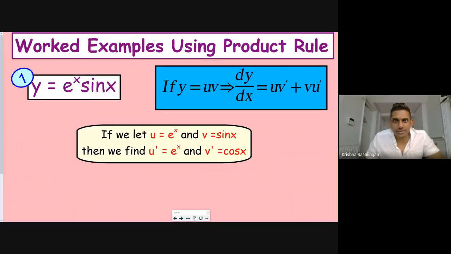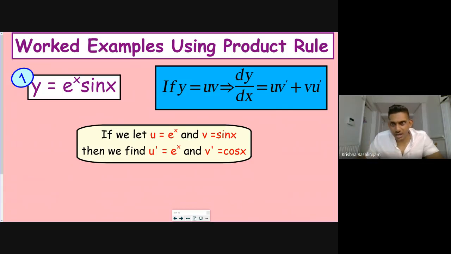So, straight into an example. We can see here I have y equals e to the x sine x. So I'm going to pick u to be e to the x and v to be sine x. You can see both u and v are in terms of x, hence this is a product and we can use the product rule to differentiate it. So we need to differentiate each component part. e to the x will differentiate to e to the x, hence u dashed is e to the x. Sine x differentiates to cos x, hence v dashed is cos x.